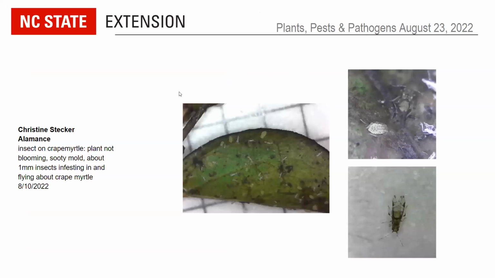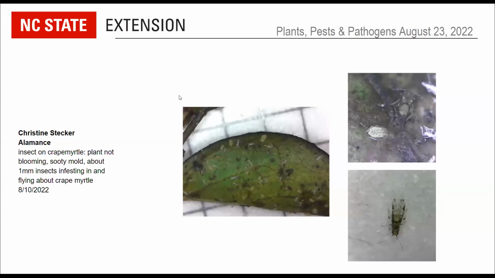Thanks, Mike. All right, so now we have Christine Stecker from Alamance, insect on crepe myrtle. Plant not blooming, sooty mold, about 1 millimeter insects infesting and flying about crepe myrtle. So this is a fairly straightforward one. Crepe myrtles really don't get many direct insect pests. This is the major one. The other one is the crepe myrtle bark scale, which is around in North Carolina but is kind of patchy right now. It hasn't completely taken over the state, but this one is everywhere.